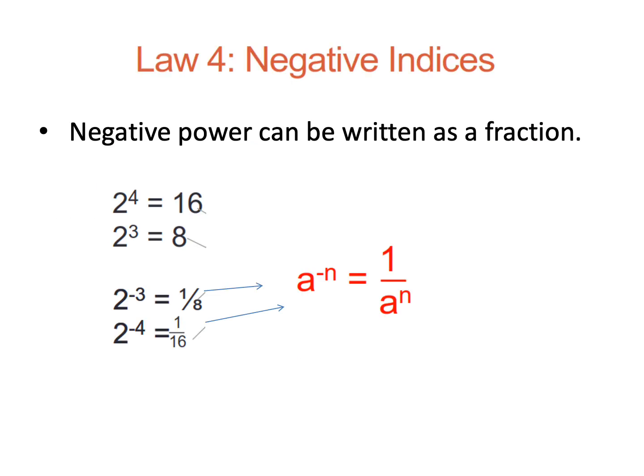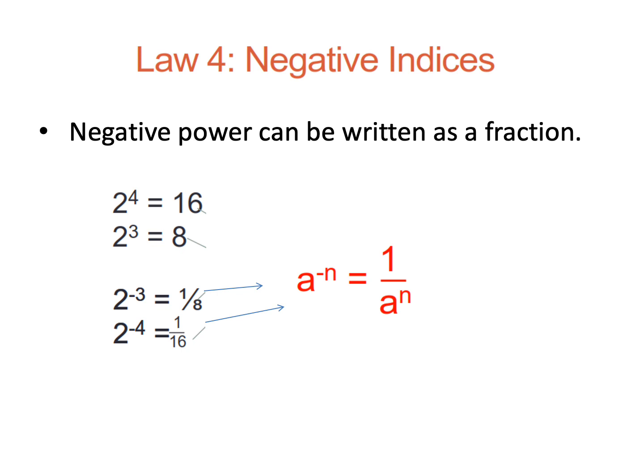Now, I'll speak to you about the fourth law of the negative indices. A negative power can be written as a fraction. That is, 2 to the power of negative 3 gives you 1 over 8, since 2 cubed is 8 and the power is negative, it takes a fraction form.